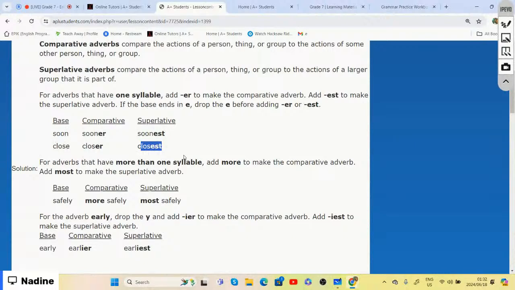And we see for most adverbs that have more than one syllable, right? We just add more to make the comparative adverb and we add most to make the superlative adverb. So if we have more than one syllable, like safely, incredibly, intelligently, then you use words like more safely in front for the comparative and most safely in front for the superlative.